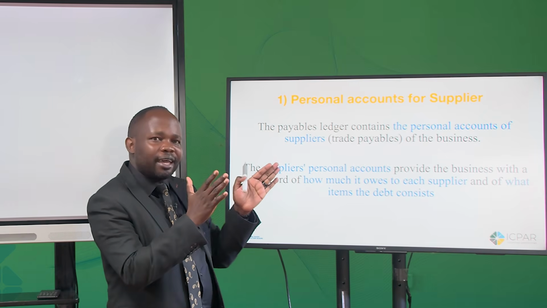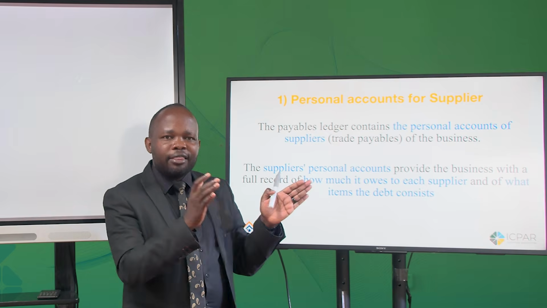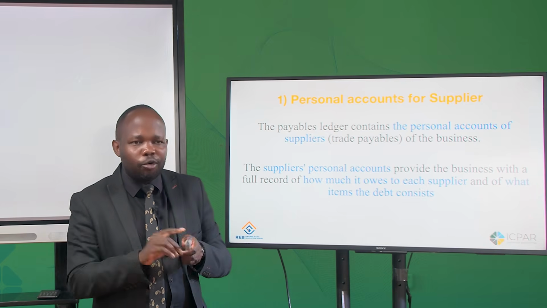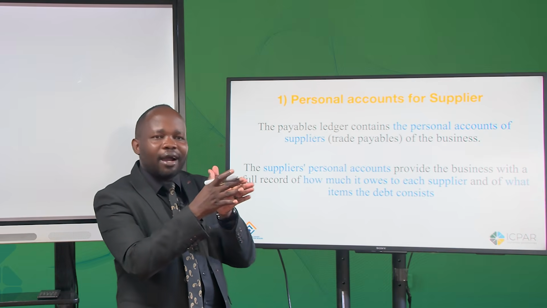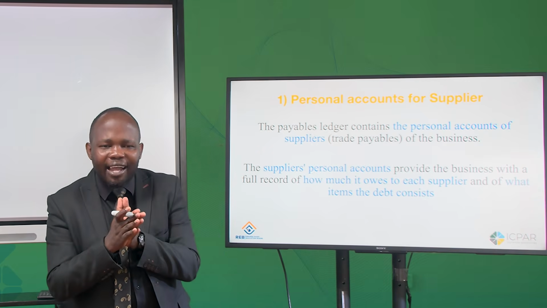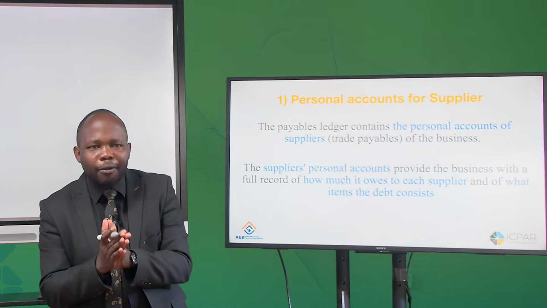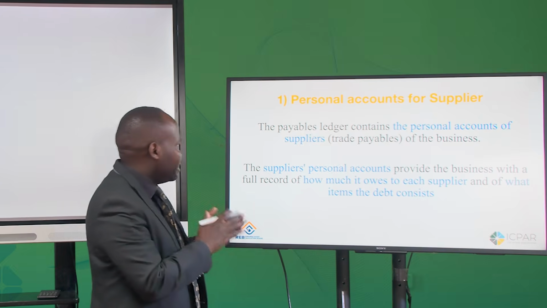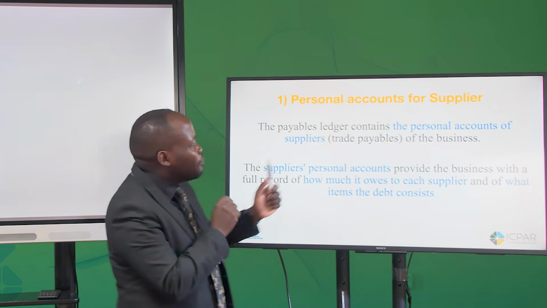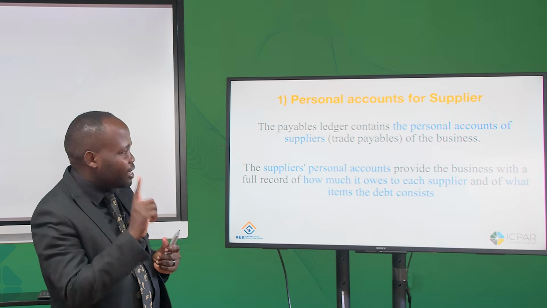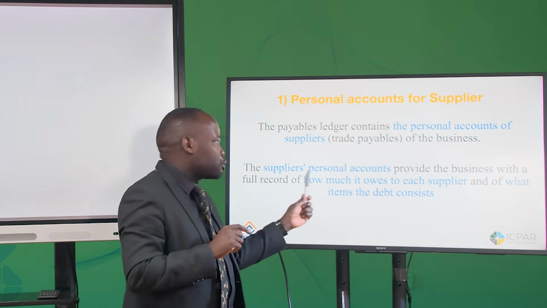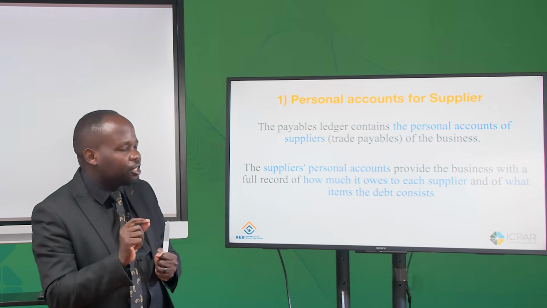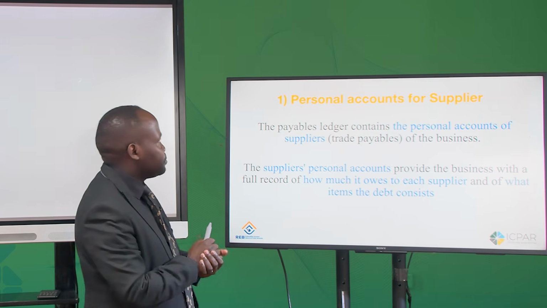Remember, we have just looked at the purchase day book and purchase return day book. So from the purchase day book, purchase return day book and cash book, we can prepare a payables ledger or purchases ledger. So the payables ledger contains the personal accounts of suppliers of the business. Suppliers' personal accounts provide the business with a full record of how much is owed to each supplier.